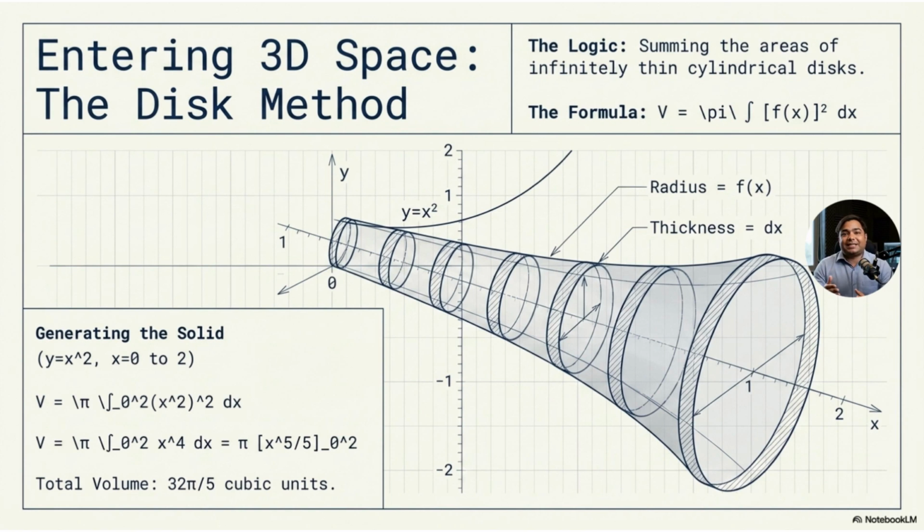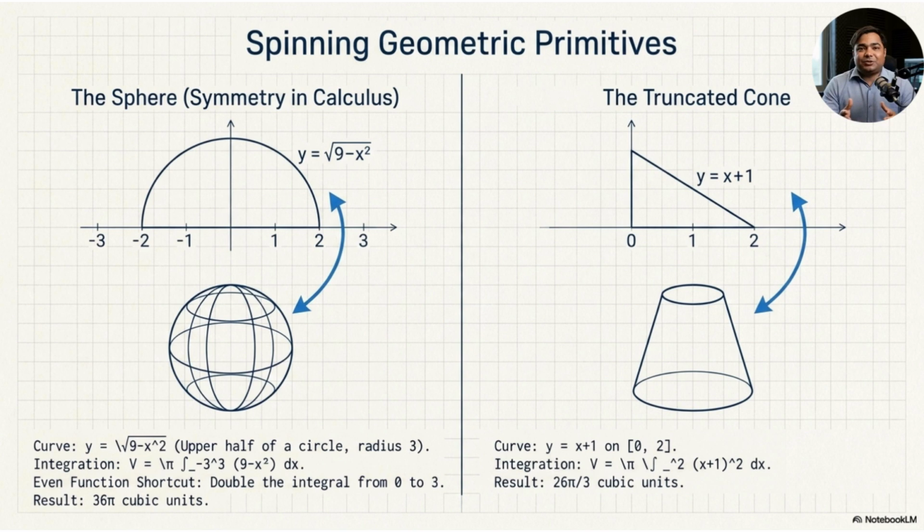The key idea is that the disk method changes an area idea into a volume idea. We are no longer only measuring under a curve. We are rotating the curve to build a solid. This slide gives two examples of solids created by rotation. The first example is a sphere. The curve is y equals square root of 9 minus x squared. This is the upper half of a circle with radius 3. If we rotate this upper semicircle around the x-axis, we create a sphere.